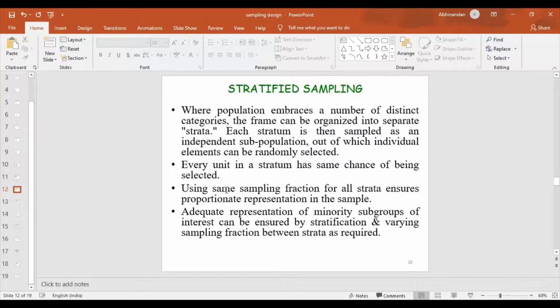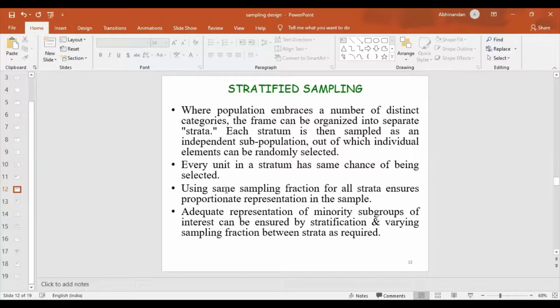When the population is very large and includes a variety of categories, but I need a minimum number, at least one unit from each category, at that time I have to go for stratified sampling. If I go for systematic sampling or simple random sampling, there may be a chance of elimination of some units from some categories.